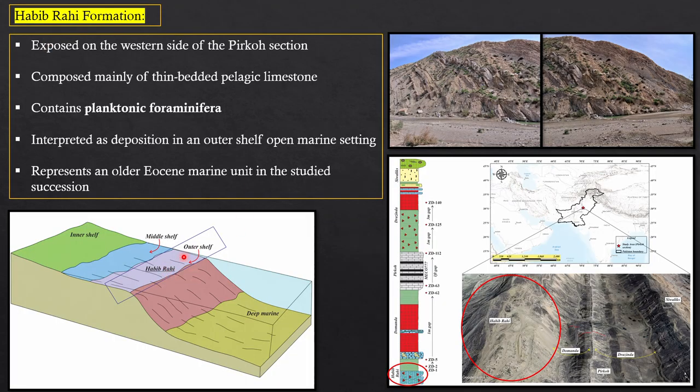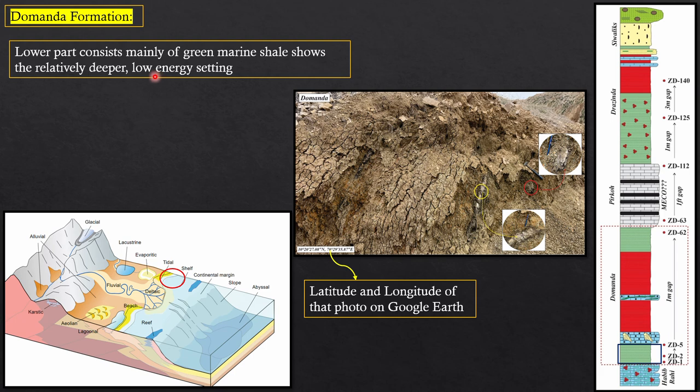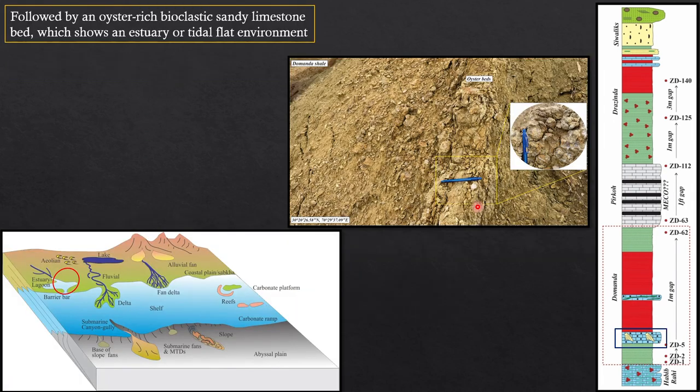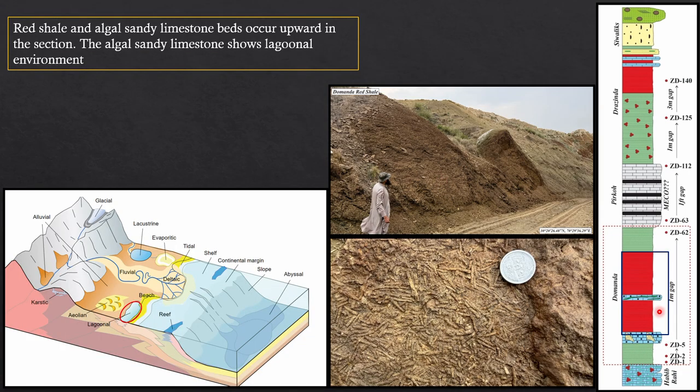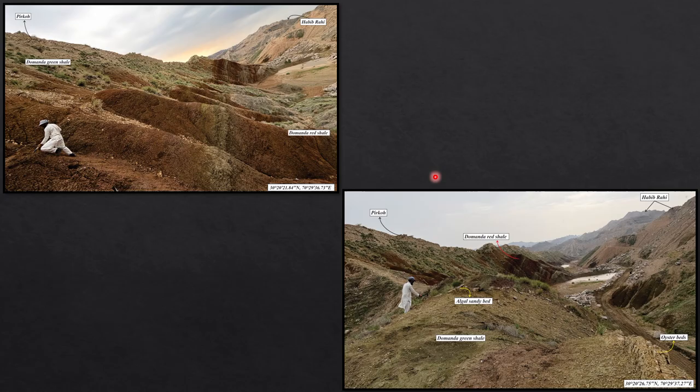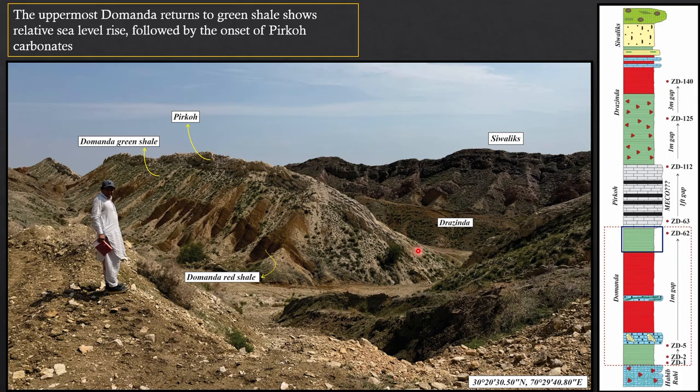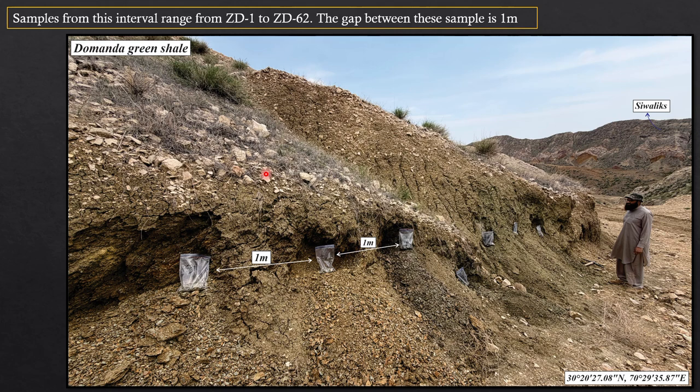First, Habibrahi is the outer shelf deposit, and it is located here, an older sequence in this Eocene terrain. Then we go to Dumanda. Dumanda starts from a green shale. Then we have this oyster bed, and a lot of bioclasts are present here. Then we go to the algal marine lagoonal facies, then to the red shale, in which they have interpreted the green shale also, and then after that this green shale, and then we go to the Pirkoh formation, which is the main target for the MECO interval.